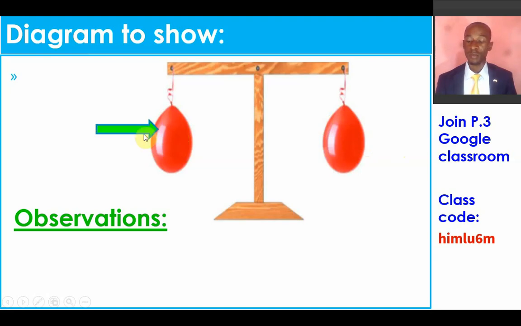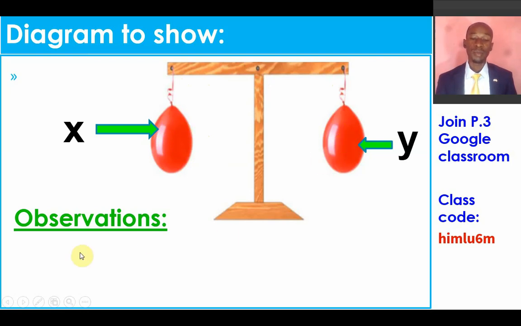This one can be balloon X. Then this one can be balloon Y. Then when you tie them, you put them on the weighing scale as you are seeing. Since they have equal amount of air, the weighing scale is balancing. You can improvise by getting a ruler, or a flat stick, and then tie in the middle here with another string and let it hang. Then put a balloon on this side and a balloon on this side.